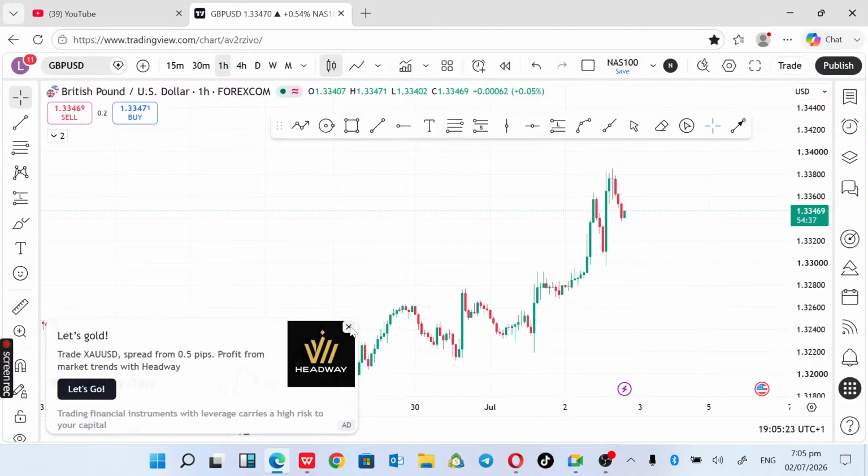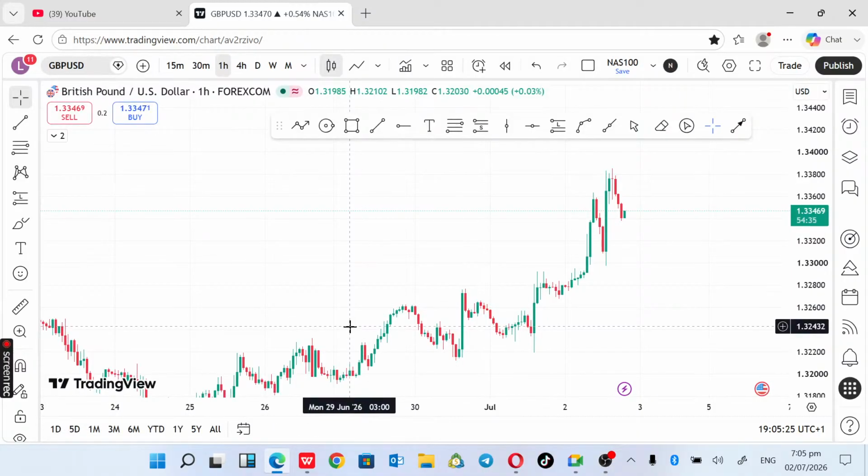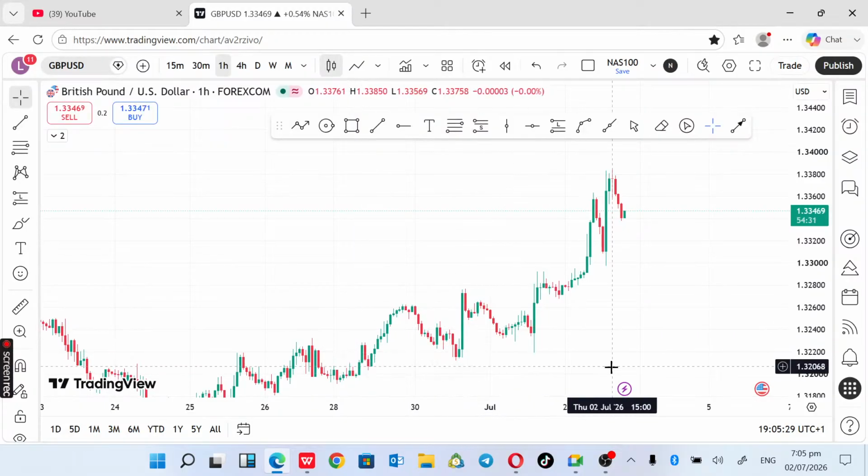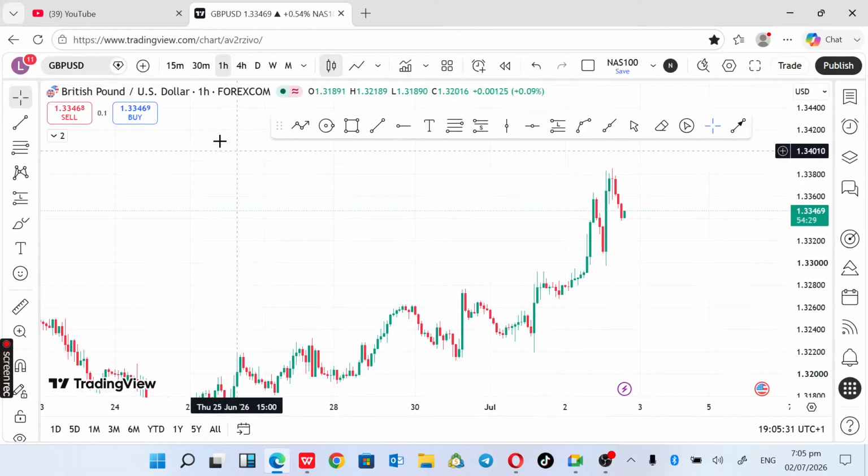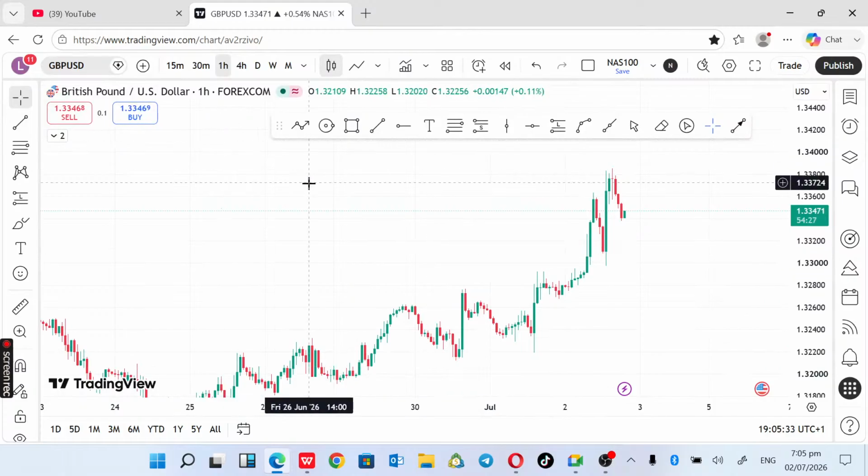All right. So today we'll be looking at top down analysis on GBP USD. We made this analysis earlier today, so I just had to clear up my chart, so we would have to redo it for the sake of today's class.